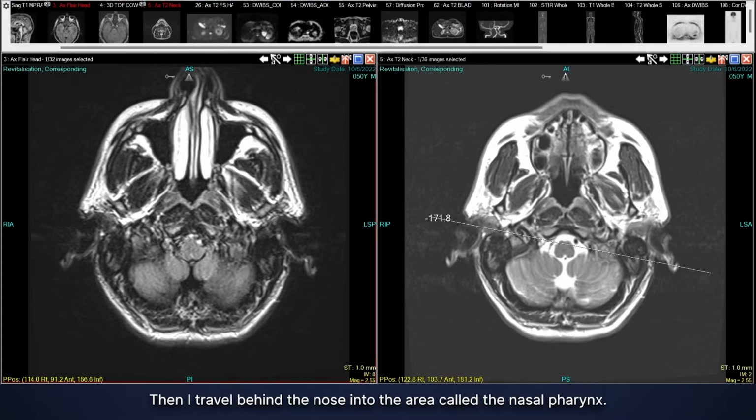Then I travel behind the nose into the area called the nasopharynx. Now this area communicates with the middle ear, and here's the eustachian tube on the right, and here's the eustachian tube on the left.